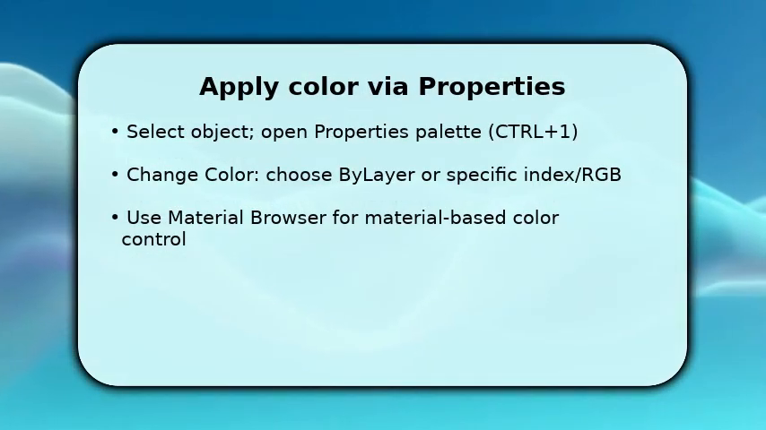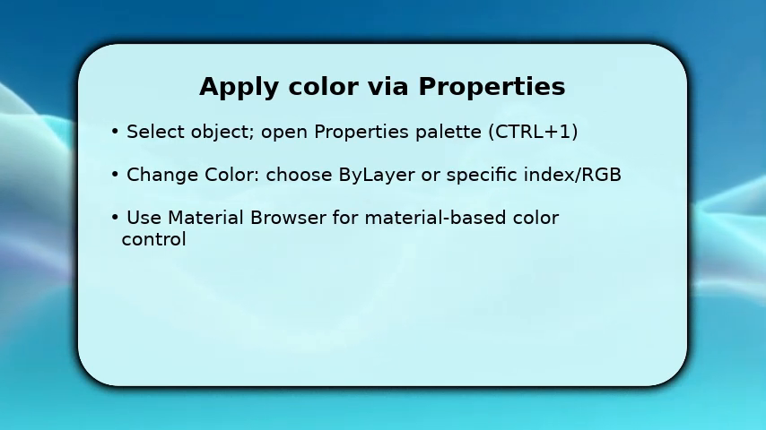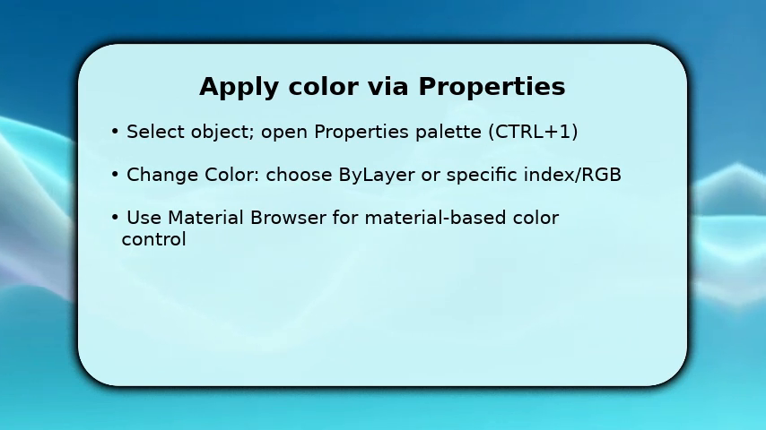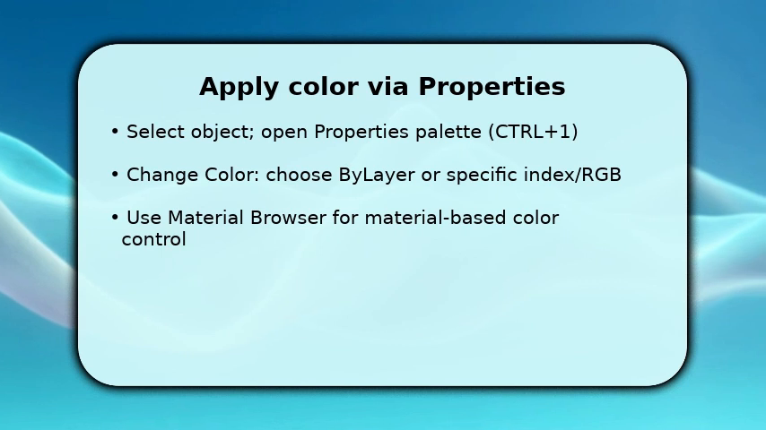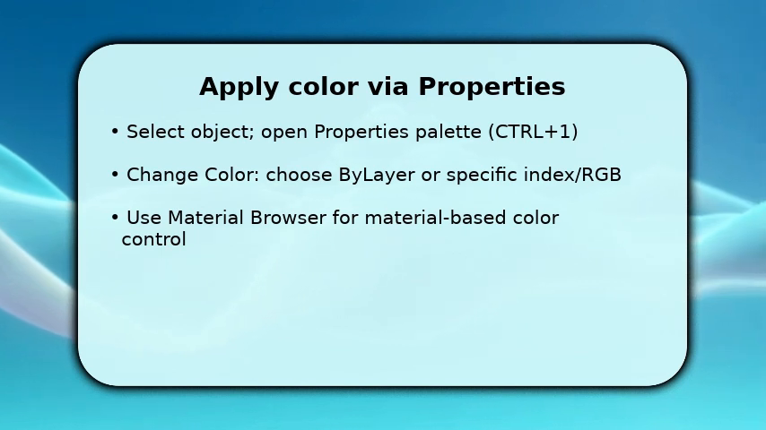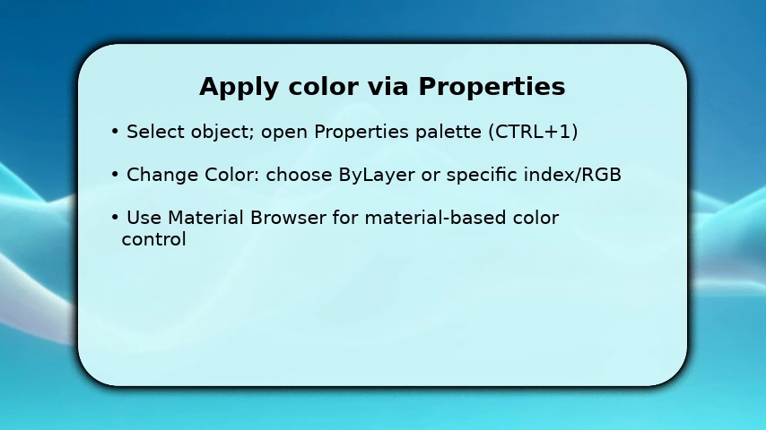Now you actively change the object's color. Select the 3D object and open the Properties palette with Ctrl+1. This centralizes settings. Under Color, choose a specific index or click More to enter RGB values for precise hues. Alternatively, set Color to by layer to inherit layer colors.